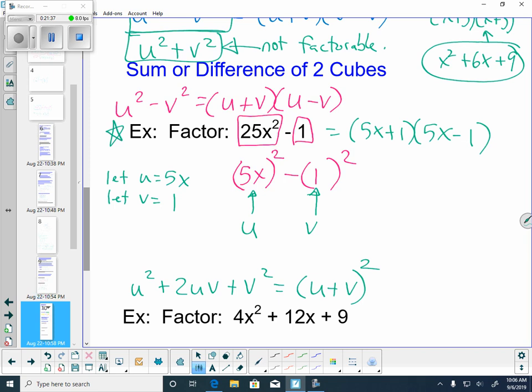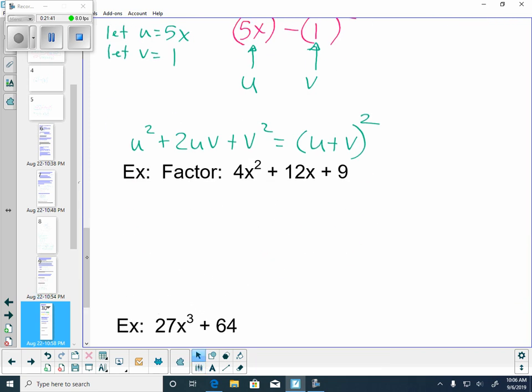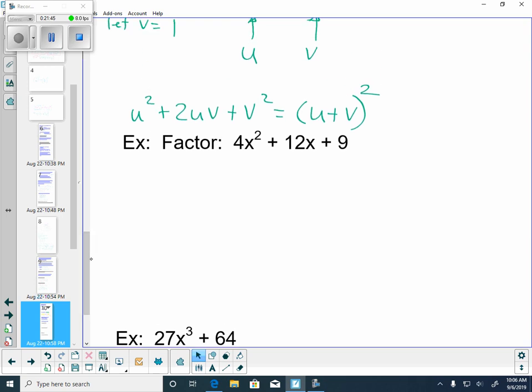Let's fast forward down to this problem. And for this one, I see 3 terms. Is this a perfect square here?